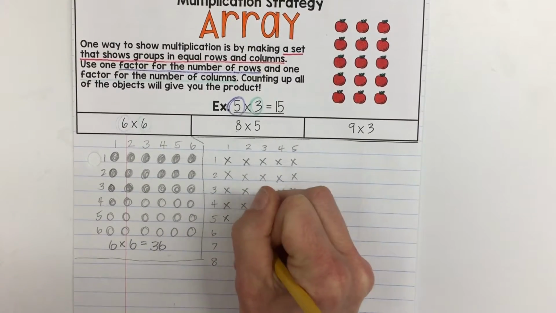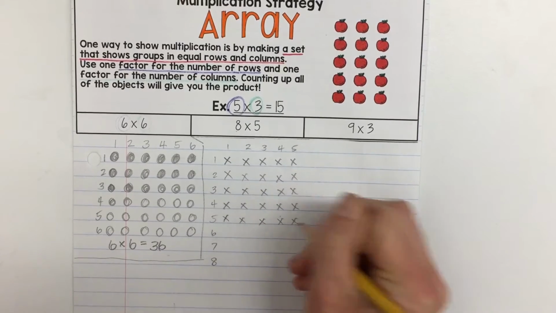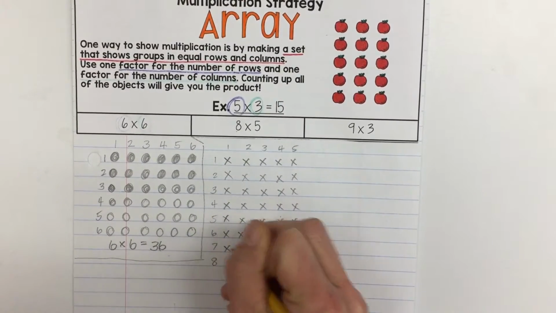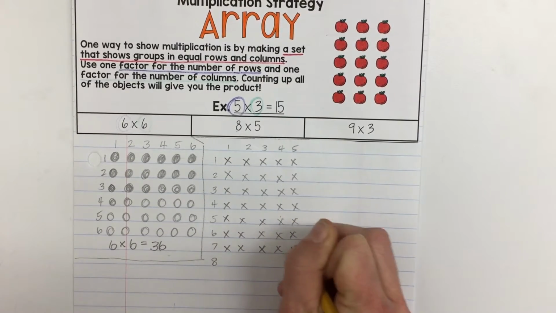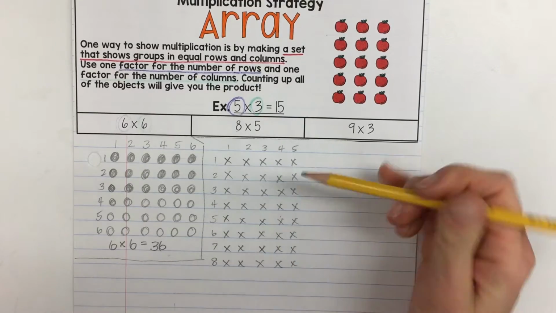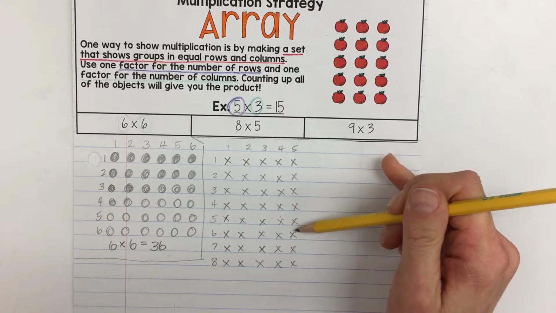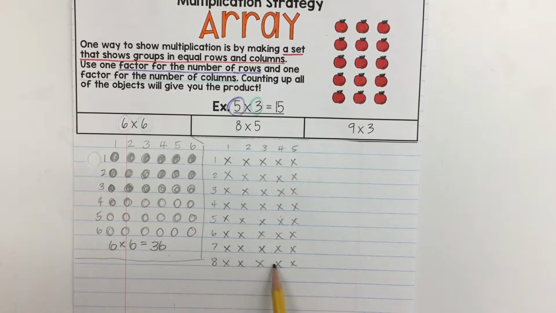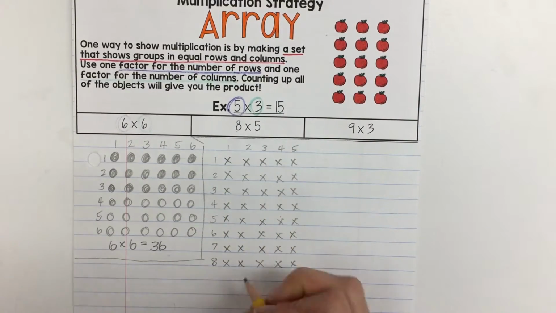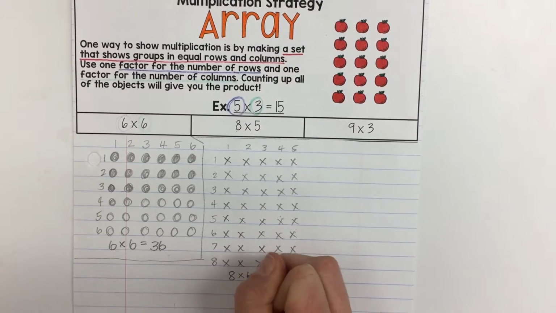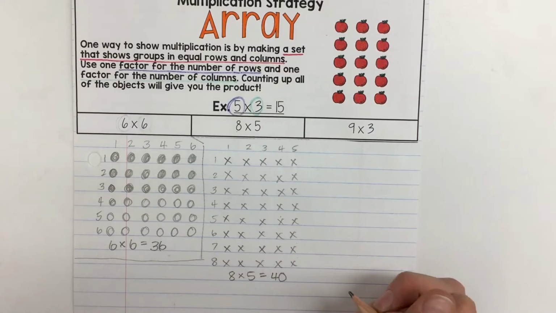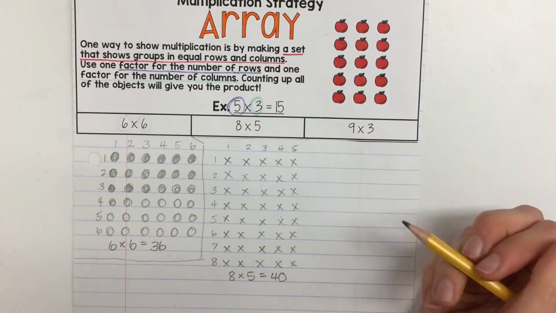So each row here has 5. And each column will have 8. Okay, so let's see, we have 1, 2, 3, 4, 5, 6, 7, 8. Yep, 1, 2, 3, 4, 5. Yes, so I have 8 rows of 5 and I have 5 columns of 8. This shows 8 times 5, and that equals 40. And if you don't believe me, go ahead and count.